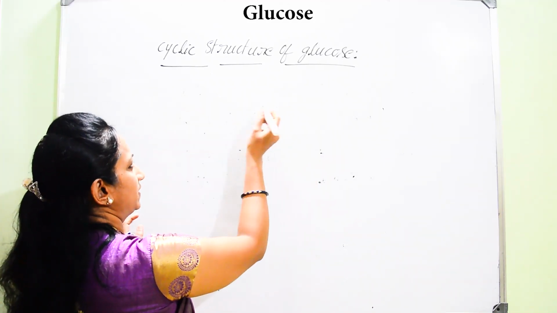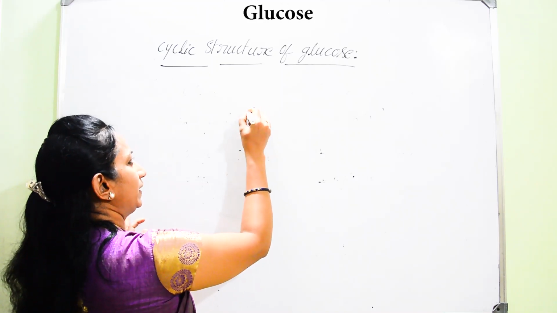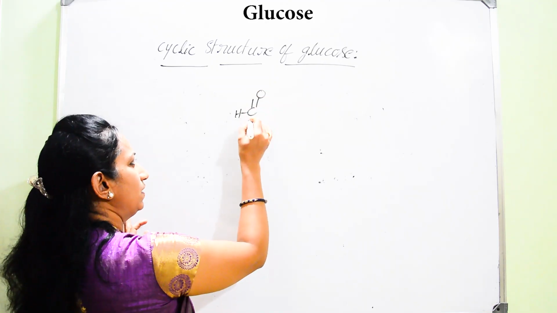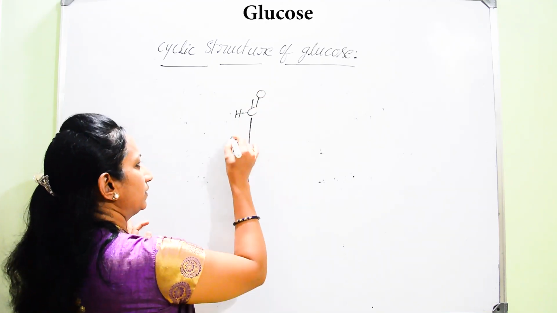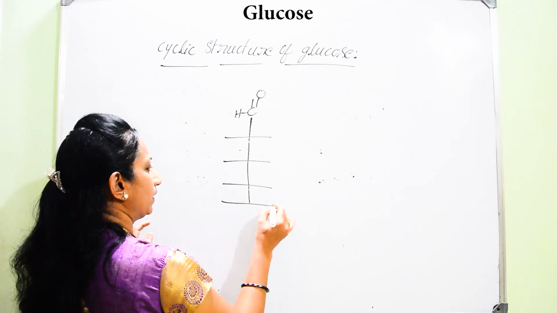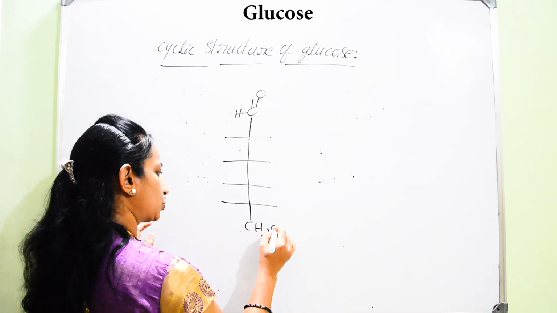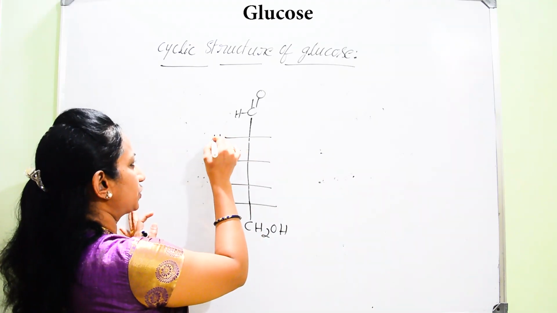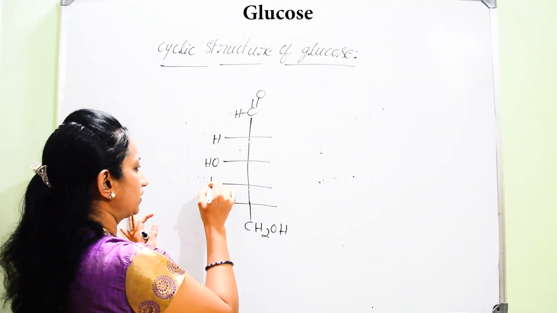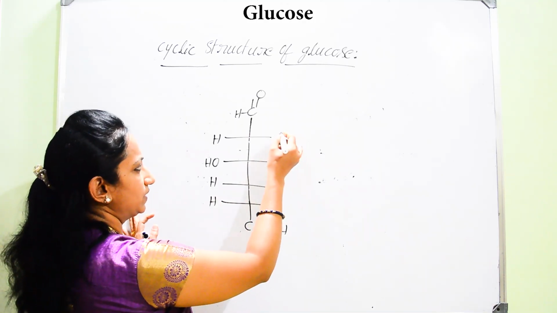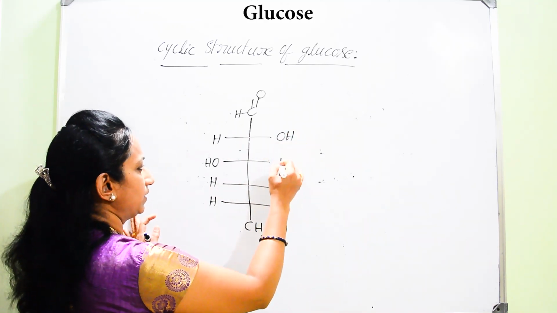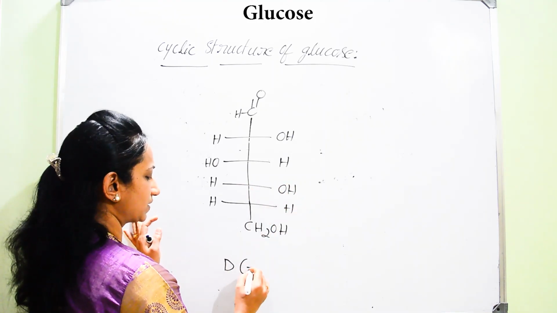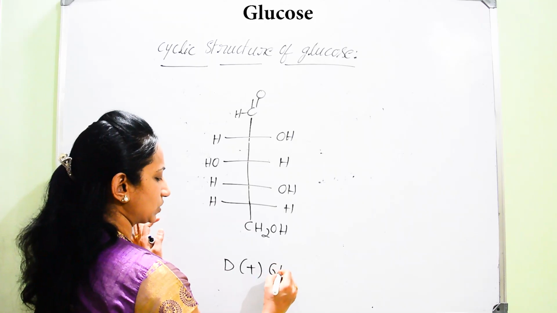Now we can write that same projection formula. Instead of writing CHO, let me write this as CH double bond O. Then the remaining will be 4 dash lines, and at the terminal we can write CH2OH. Now look over here, I can write H, OH, H, H, and on the opposite side we will get OH, H, OH, H. So it is an open chain structure, represented as D plus glucose.